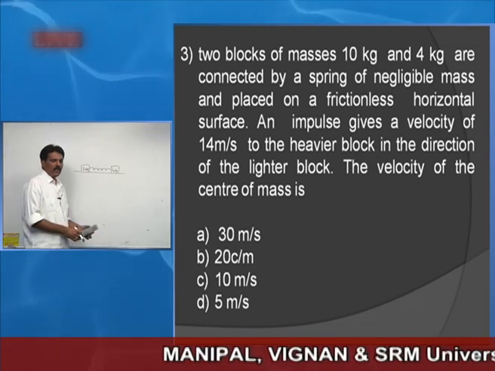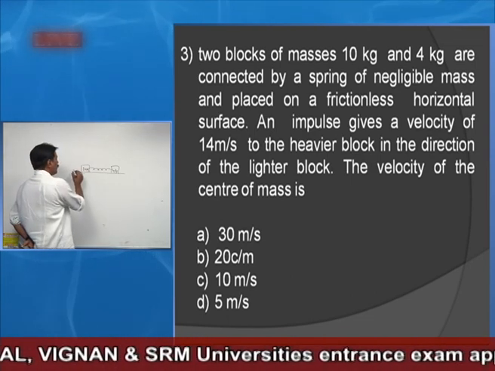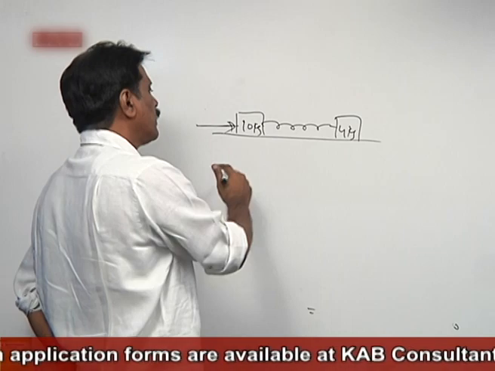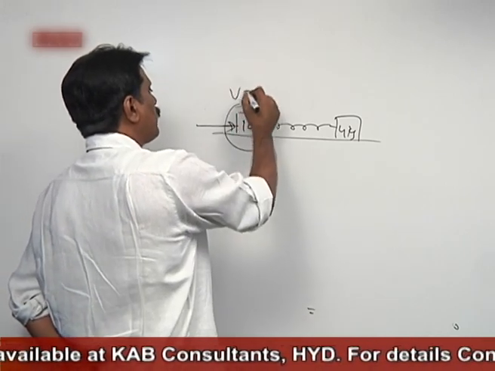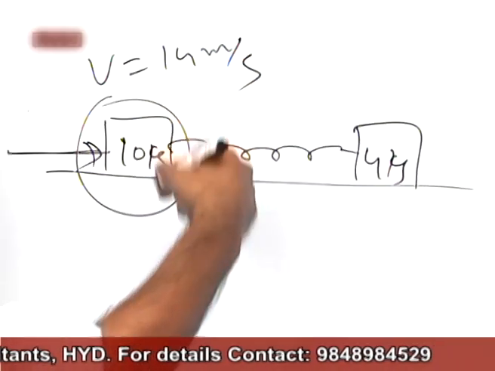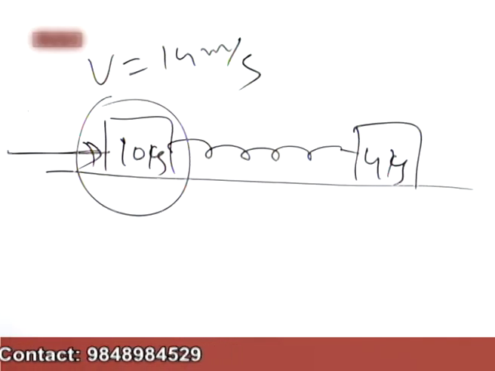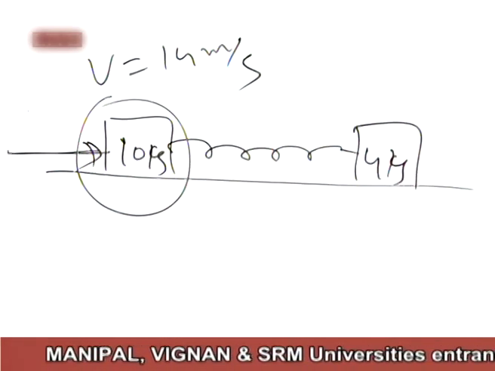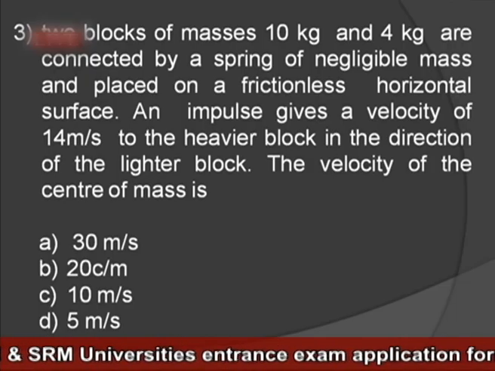An impulse gives a velocity 14 meters per second to the heavier block. So, an impulse, a sudden jerk is given to this so that it acquires a velocity v equal to 14 meters per second in this direction, in the direction of the 4 kg block. The velocity of the center of mass is how much?